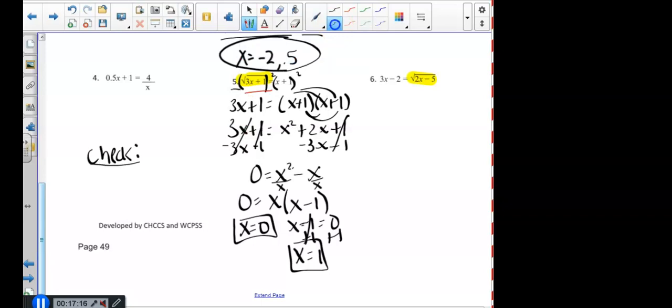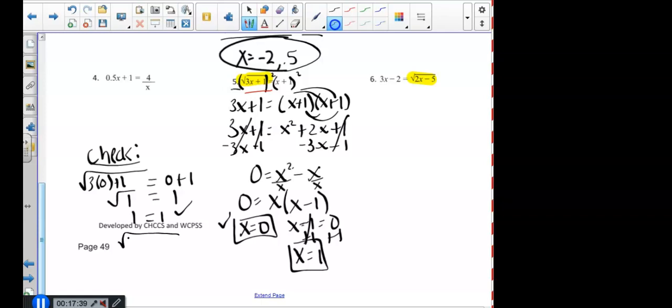Let's first check 0. The square root of 3 times 0 plus 1 needs to be equal to 0 plus 1. Well, this side will be 1. 3 times 0 is 0, and 0 plus 1 is 1. And the square root of 1 is 1. So 0 checks. Let's now check 1.